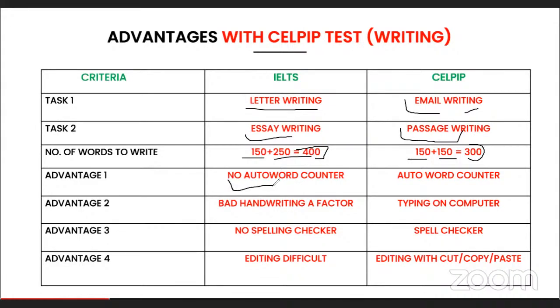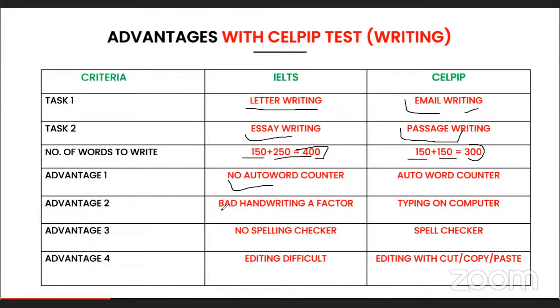Another part is in IELTS, be it computer based exam, be it pen paper exam, you don't get auto word counter anywhere. But in CELPIP, you get auto word counter. You know that whenever we get papers or whenever we do tasks based upon counting the words, we generally count them manually. But CELPIP is providing you a huge benefit over there. Now you don't need to count down the words manually. Instead, there will be an auto word counter and the words will get automatically counted. So you will be able to see how many words you have covered so far.